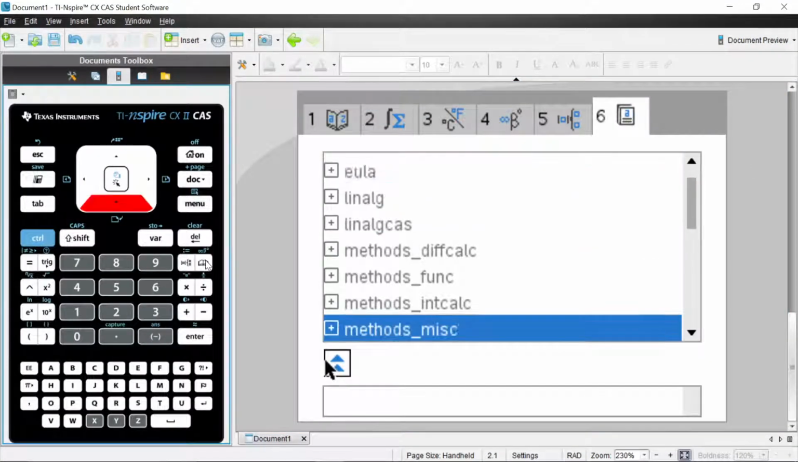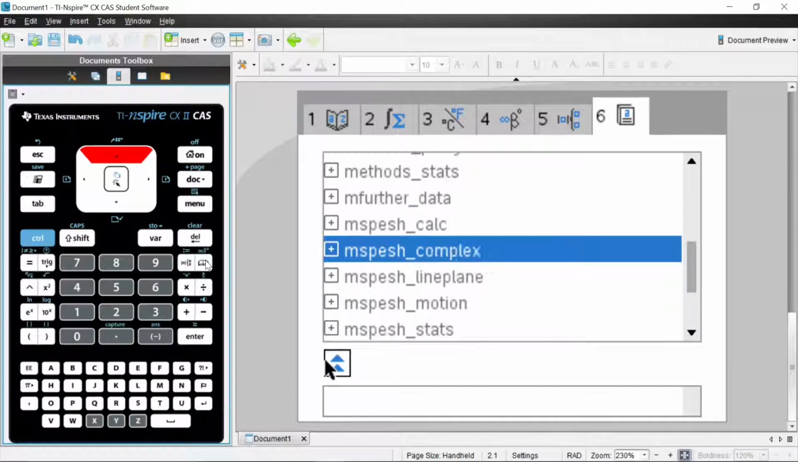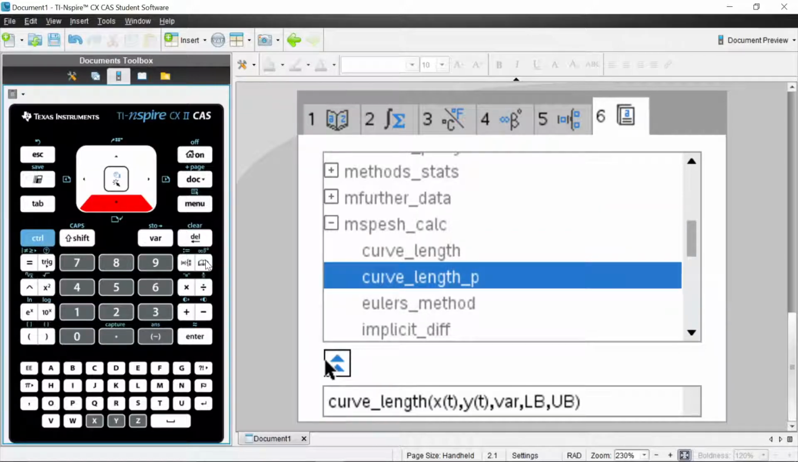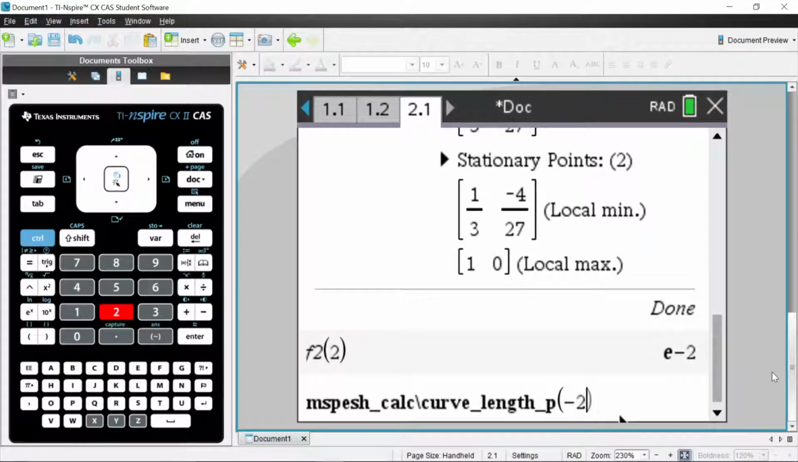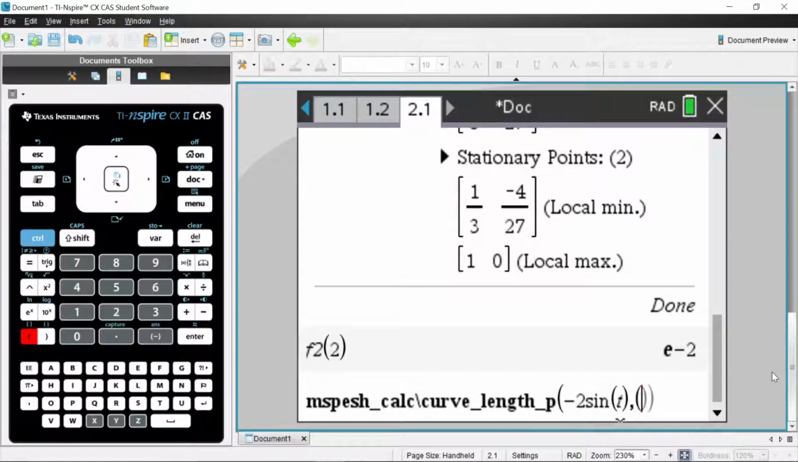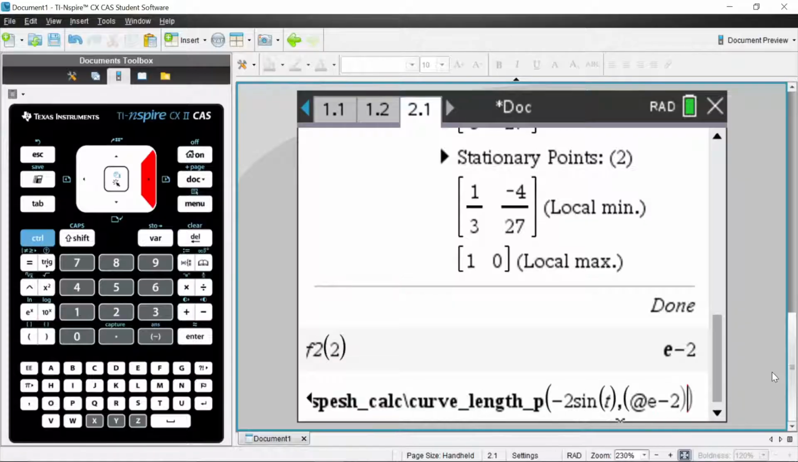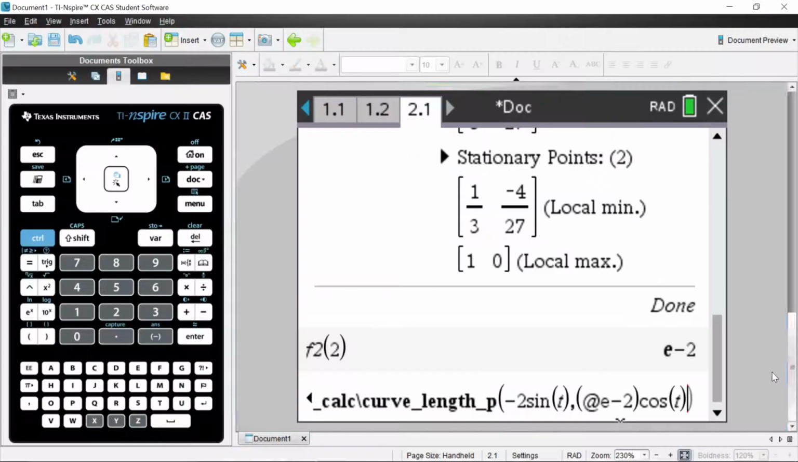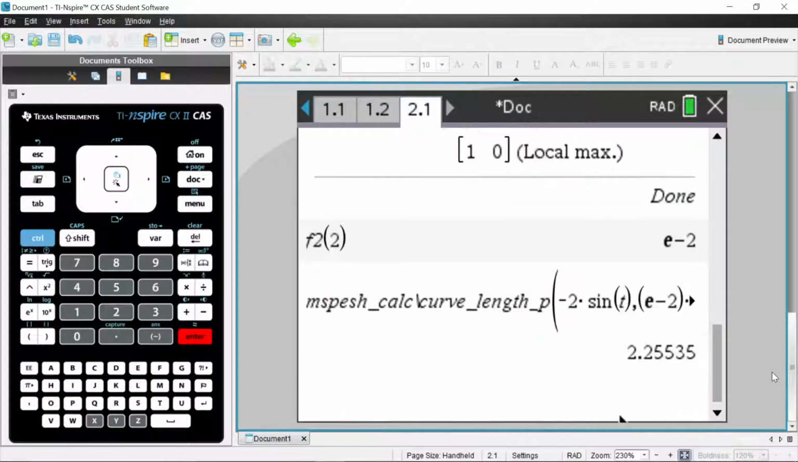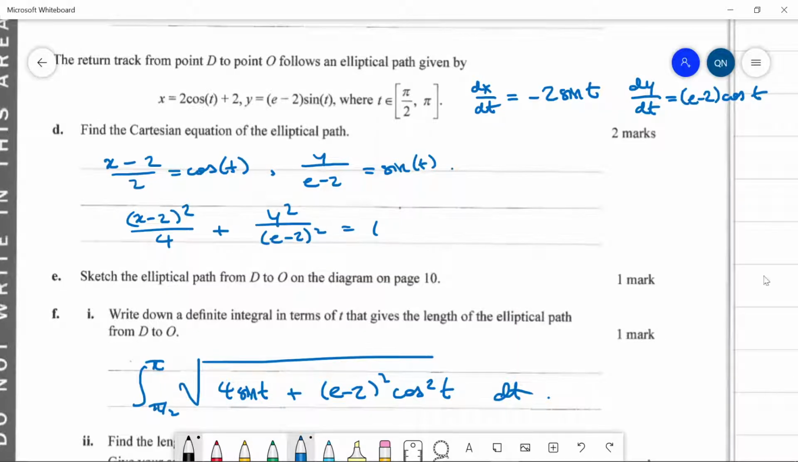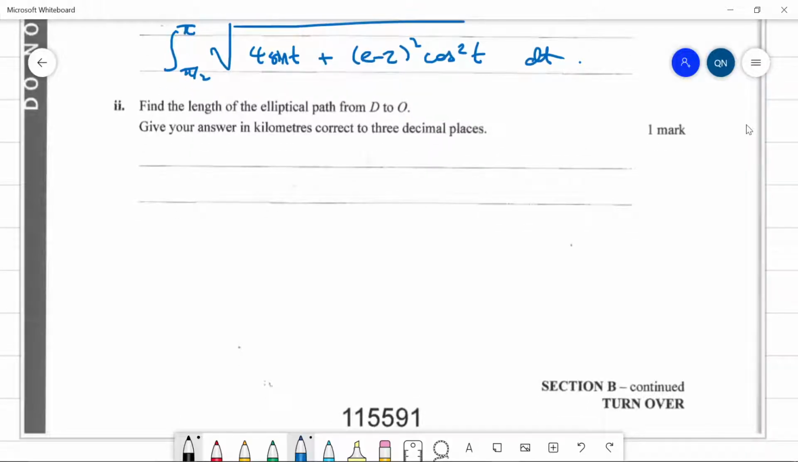Or if you have the programs, you can use the arc length parameterized function, or you could just type in this integral, but let's just use this one. So what's x? x is -2 sine of t. y is (e minus 2) cosine of t, I think. Yeah. And then t is the parameter. We're going from pi on 2 to pi. 2.255. And this is 1 mark, so I'm just going to write down the answer. 2.255. Yeah.